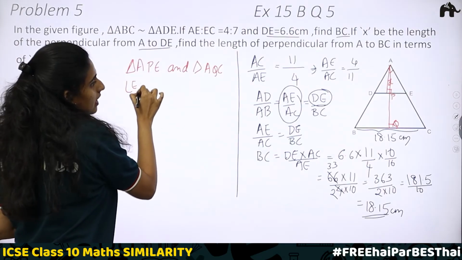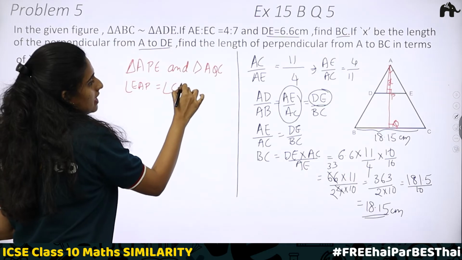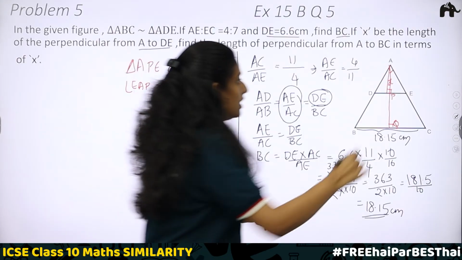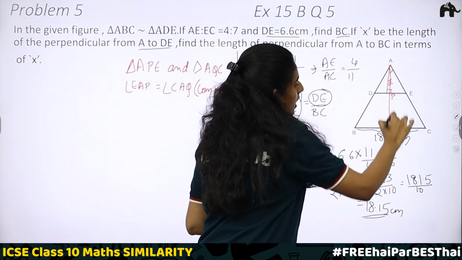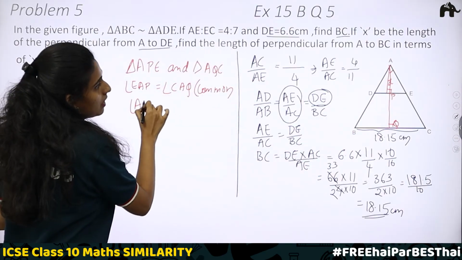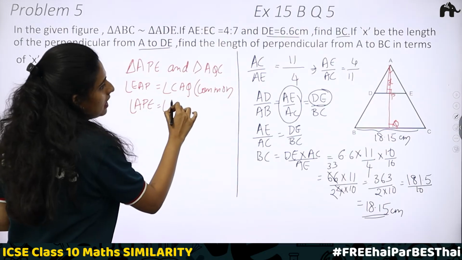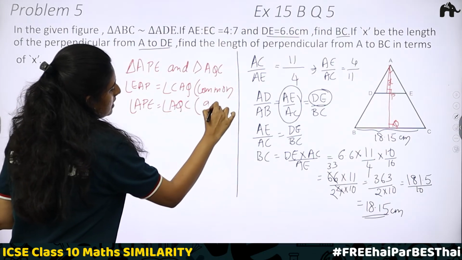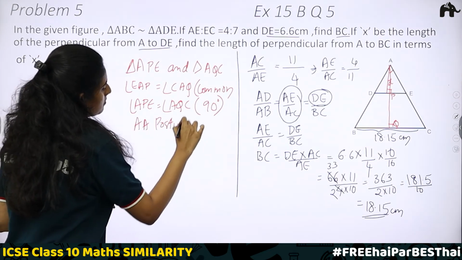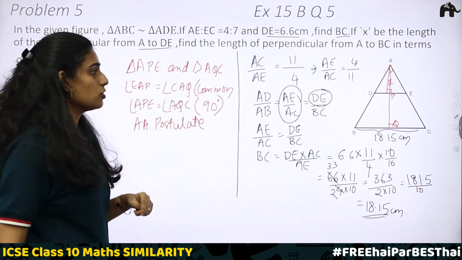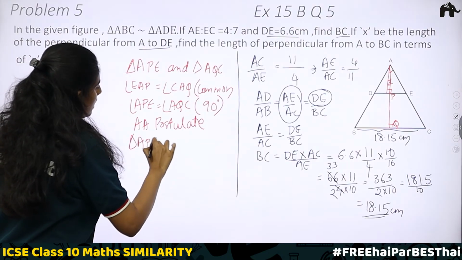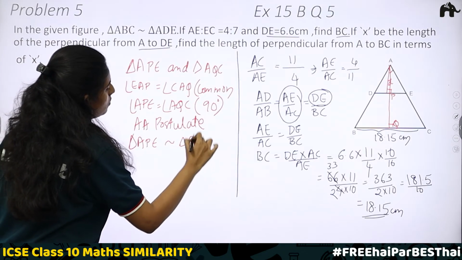Angle EAP is equal to angle CAQ because it is common. One more angle: we have angle APE and angle AQC equal because they are equal to 90 degrees. Angle APE equals angle AQC equals 90 degrees. So using the AA postulate, we get these two triangles are similar. Triangle APE is similar to triangle AQC.